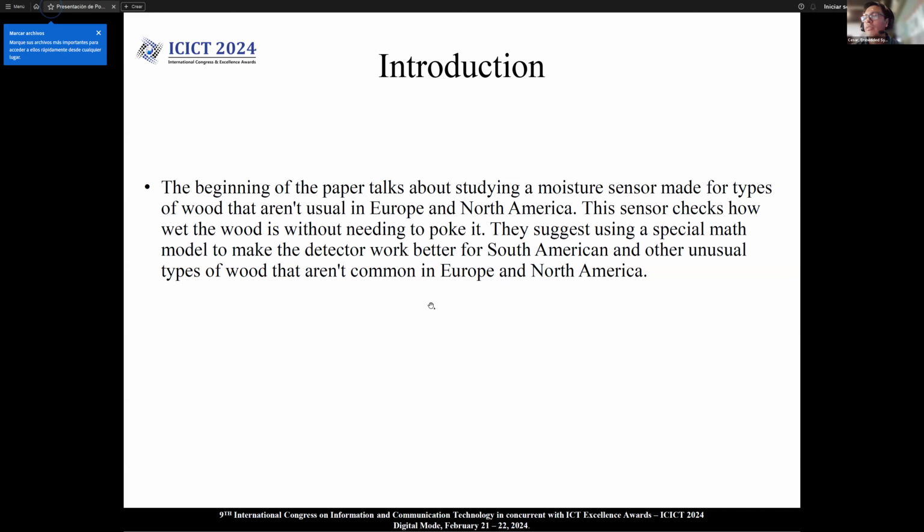The beginning of the paper talks about studying a moisture sensor made for types of wood that are usually in Europe or North America, because we find many commercial devices in those countries, but we have a lot of species in South America, and especially in Amazonia. This sensor checks how wet the wood is without needing to pocket it. They suggest using a special math model to make a detector or a sensor work better for South America or other unusual types of wood.